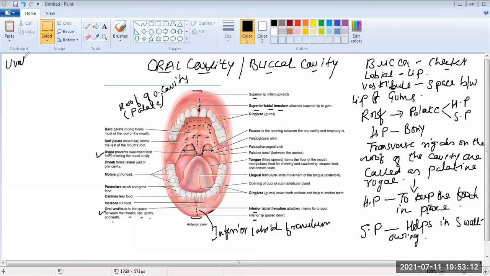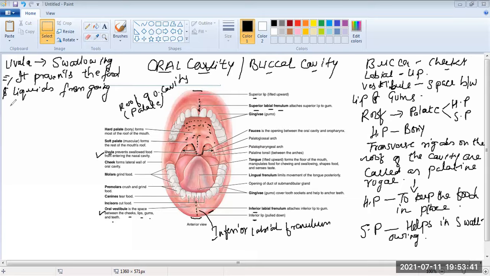The uvula helps in swallowing the food, and the second most important thing that it does is it prevents the food and liquid from going into the nasal cavity. So these are two important functions of the uvula.